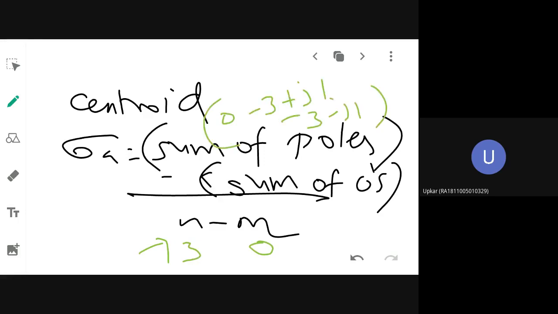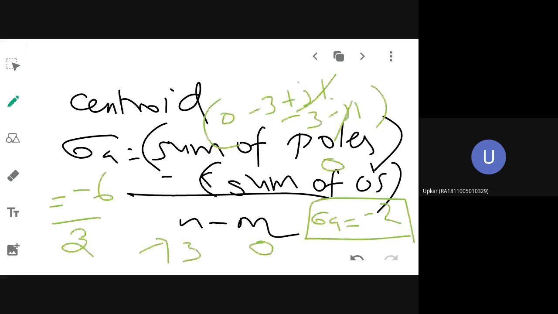These are the poles that I am summing. What about the zeros? Are there any zeros in this problem? No zeros, so this part will become 0. If you solve this, j1 will get cancelled. So what is the answer that you will be getting? This will be equivalent to minus 6 divided by 3. So what is your sigma A? Finally it will be minus 2. Understood? What is the formula for centroid and how you are solving for it? Yes, ma'am. All understood, Prince?